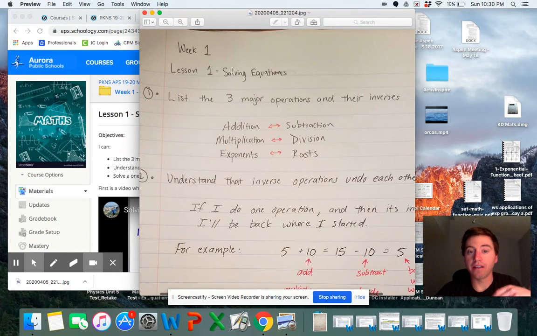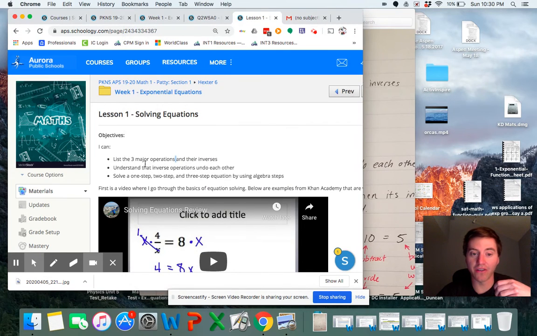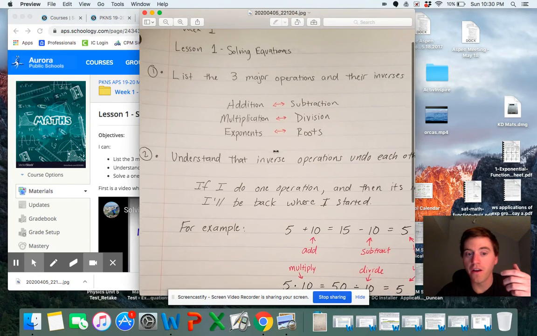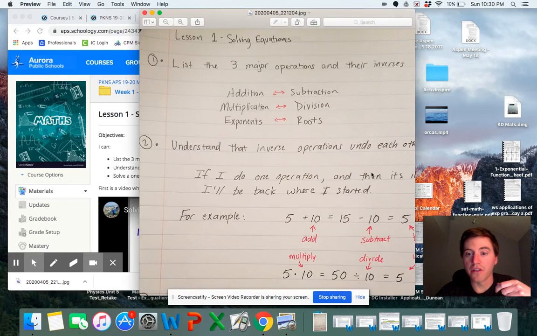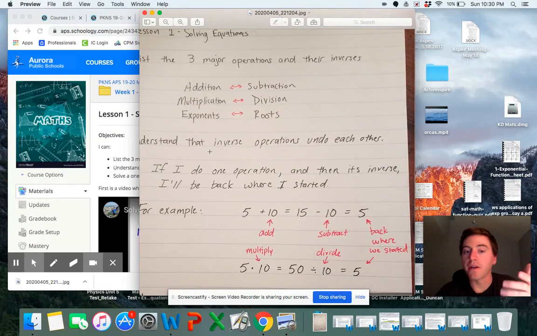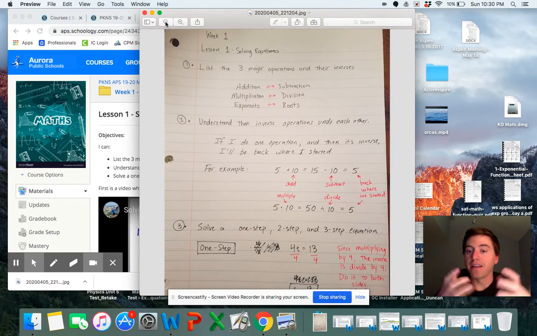Here's lesson 1 from week 1, solving equations. List the 3 major operations and their inverses. Okay, here they are. These are the things that I can do. These are the learning targets, right? I can do this. List the 3 major operations and their inverses. Okay, here they are. I can understand that the inverse operations undo each other. Okay, I'm going to write that in my notes. Well, if I need an example or an explanation of that, I'm going to do that.